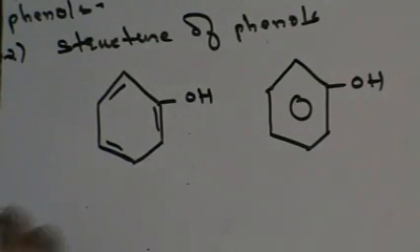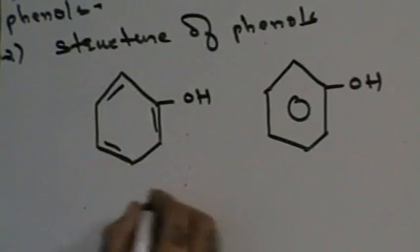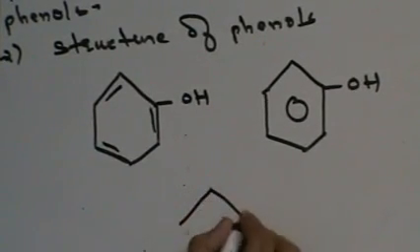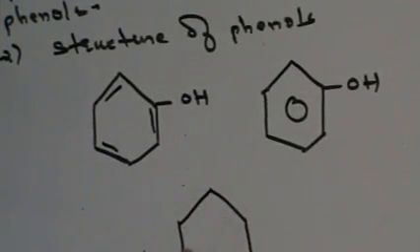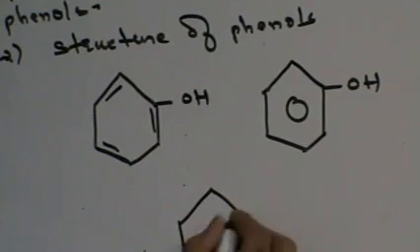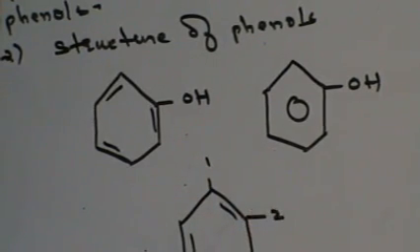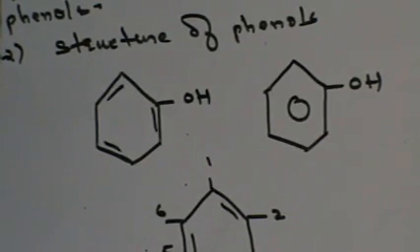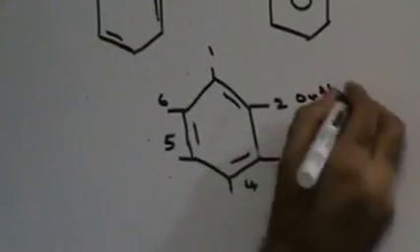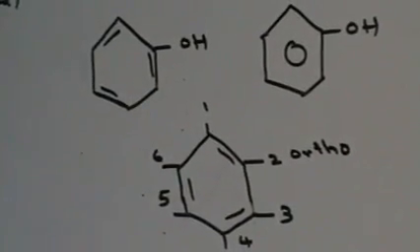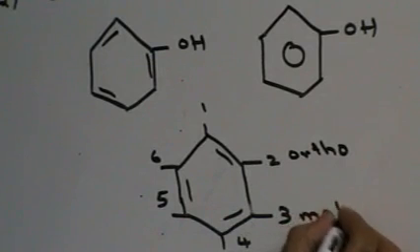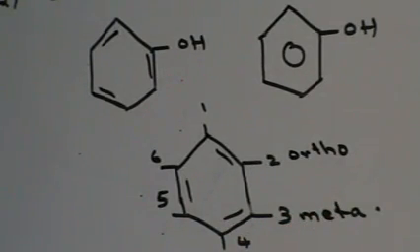Now, in the benzene ring, I hope you all know the numbering. This is called the first position, second position, third, fourth, fifth and sixth. Right? The second and the sixth positions are called ortho. The third and the fifth positions are called meta, and the fourth position is called para. Fine, do you get this thing here?